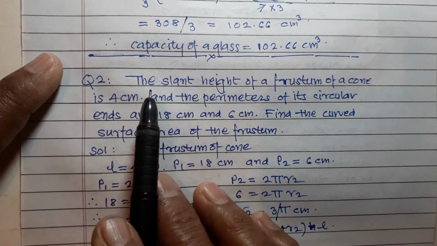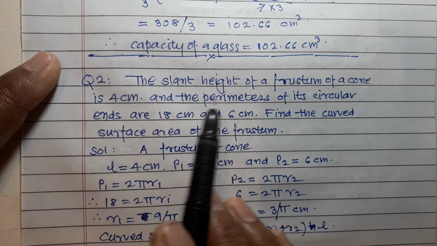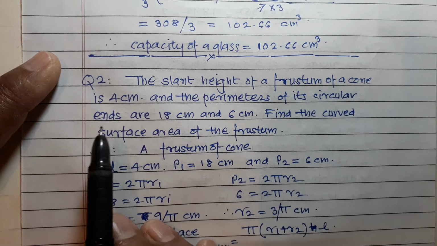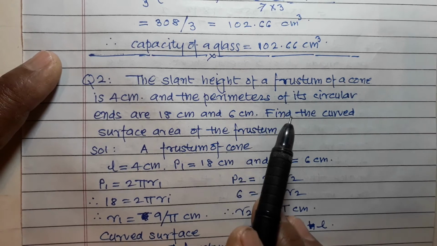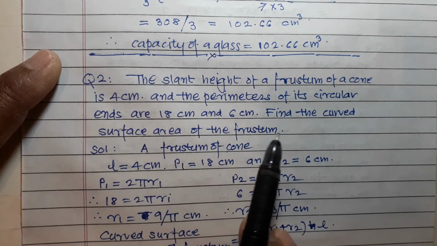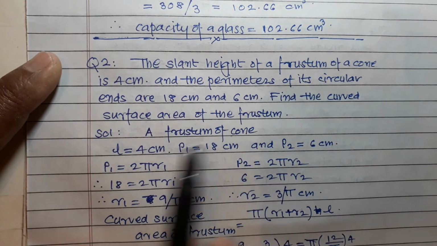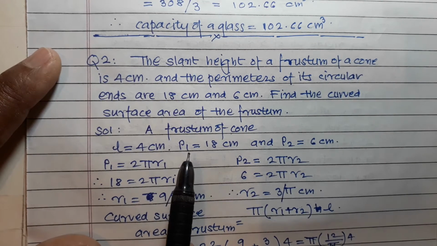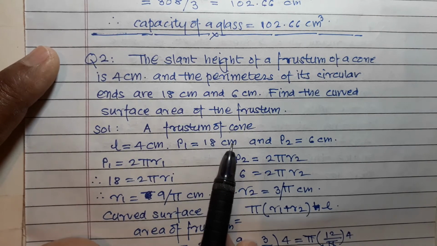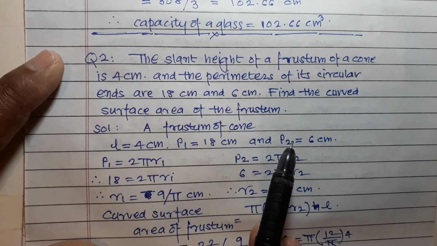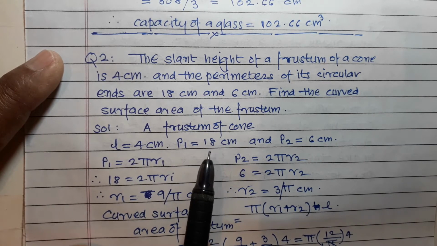Question number 2. The slant height of a frustum of a cone is 4 centimeter and the perimeters of its circular ends are 18 centimeter and 6 centimeters, given. Find the curved surface area of the frustum. Solution. For the frustum of cone, L is equal to 4 centimeter. P1, that is perimeter, is equal to 18 centimeter and P2 is equal to 6 centimeter. By means of perimeter, find radius.